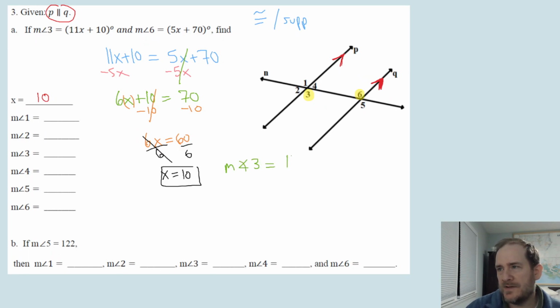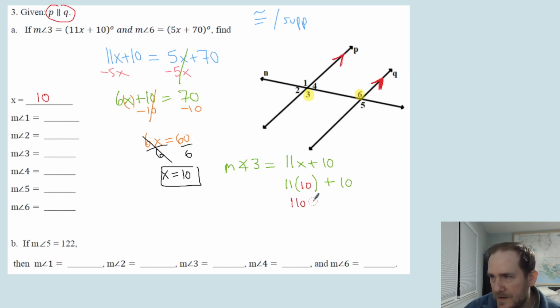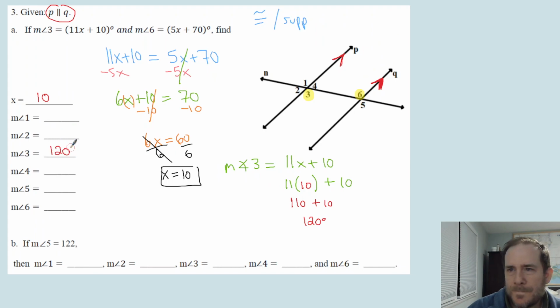But it says angle 3 is 11x plus 10. But I now know that x is 10. So instead of x, I can substitute in my 10, do the math, figure out the answer. So I'm looking at 11 times 10, that's 110, plus an extra 10 is 120. So we know that angle 3 is 120 degrees. But we also know that in a diagram like this, if one obtuse angle is 120, then all of the obtuse angles are 120. We know that 1 and 3 and 6 and 5 are all going to be 120.